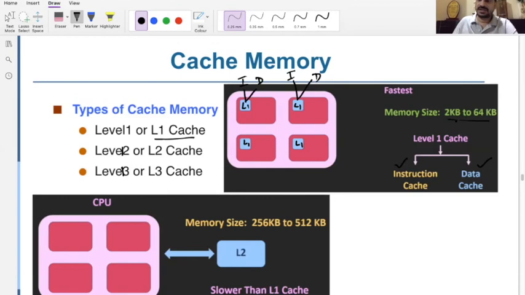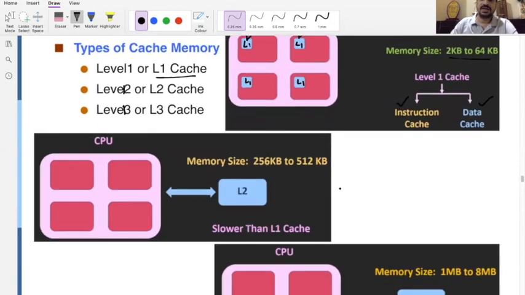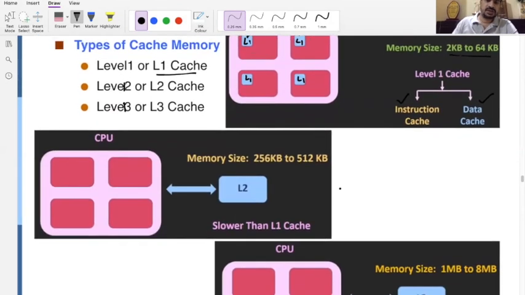And the memory size is from 2 KB to 64 KB, depending upon the processor. This is called L1 cache. Let's try to understand what L2 cache is. L2 cache is outside the CPU. It is slower than L1 cache, and the size will be 256 KB to 512 KB.